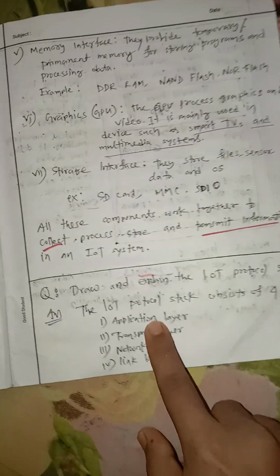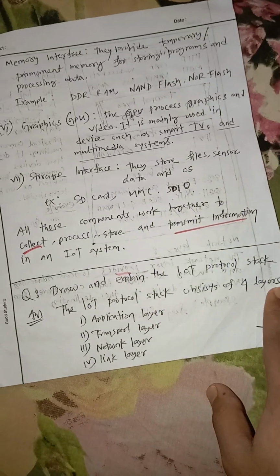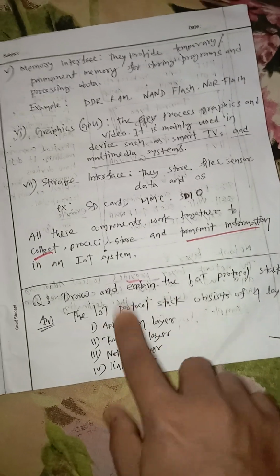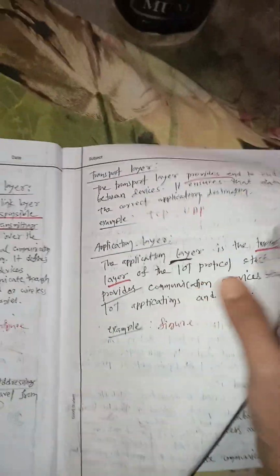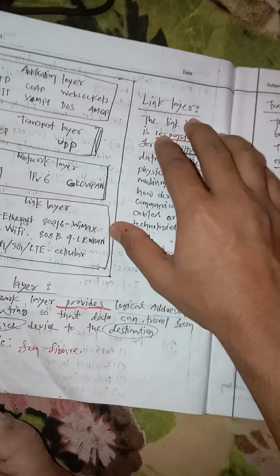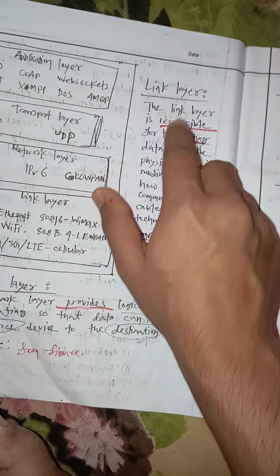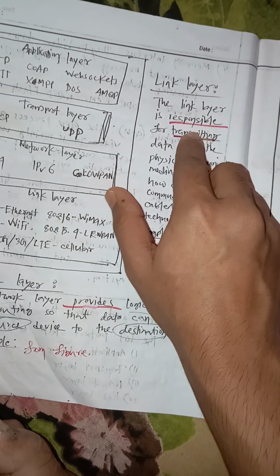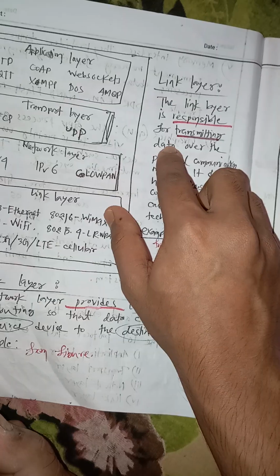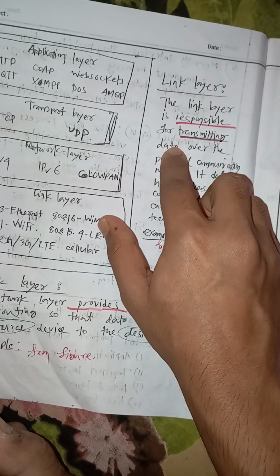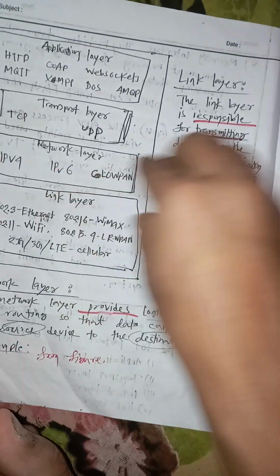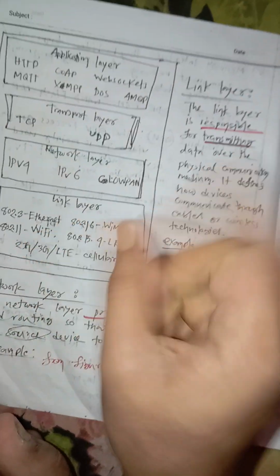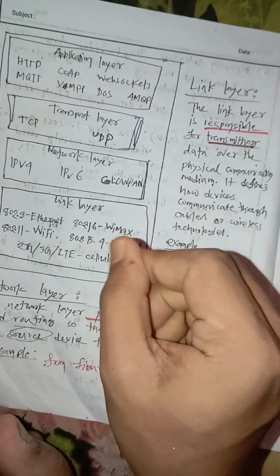Now draw and explain the IoT protocol stack. There are four layers in the protocol stack. Then you have to draw the protocol stack figure. The link layer is responsible for transmitting data over the physical communication media. How does one device communicate with another device, through cables or wireless technology? This is described by the link layer.